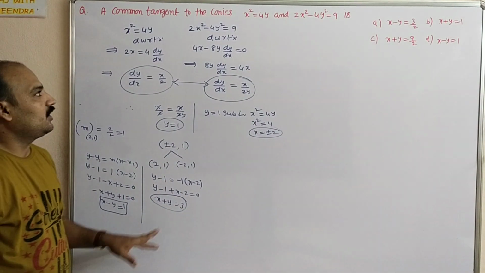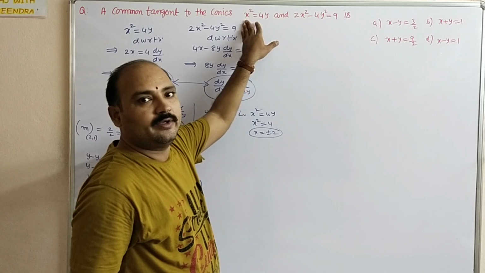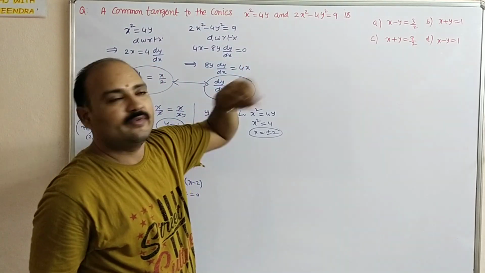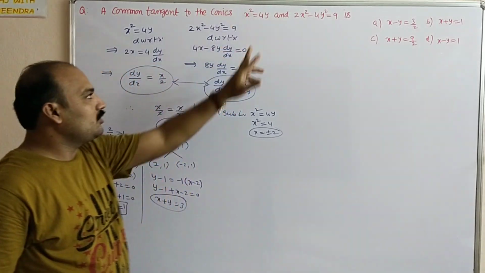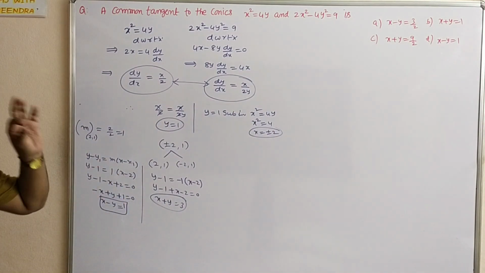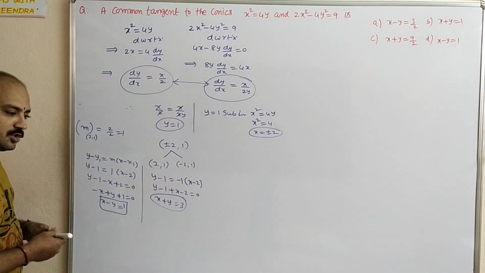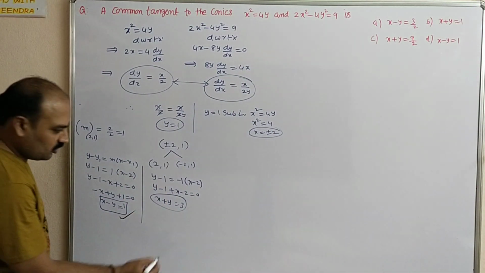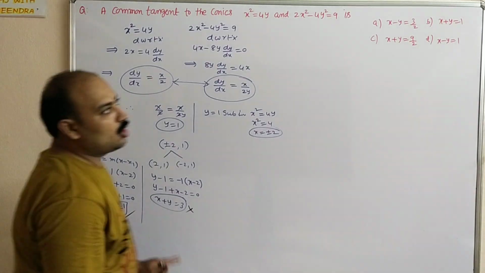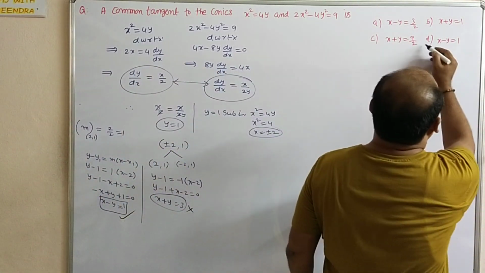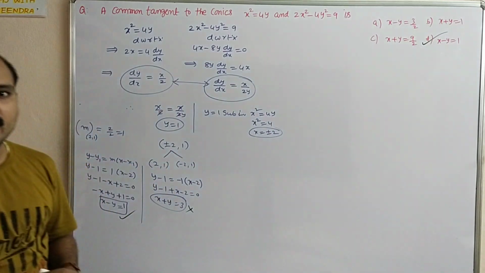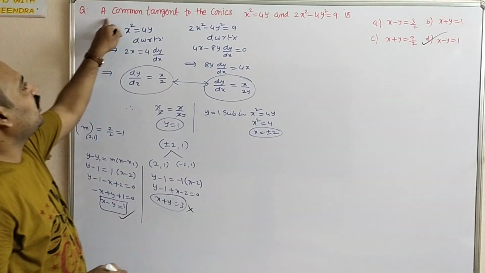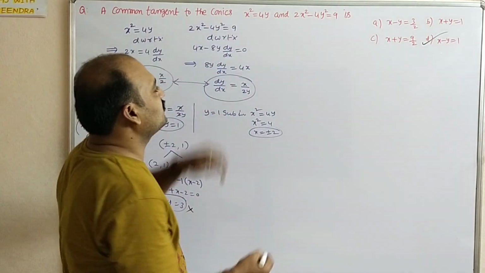Dear students, here generally the equation x square equal to 6y is given. Here I wrote 4y. According to this question, x minus y equal to 1 is the right answer. There is no doubt, this is the right answer. You cannot go for this one. So the option is x minus y equal to 1, fourth option.